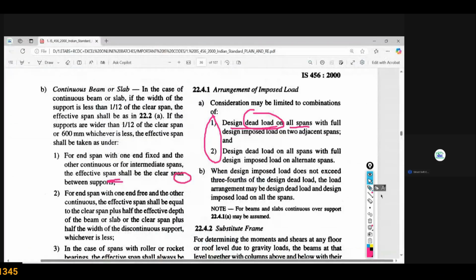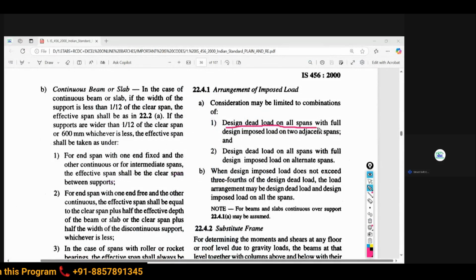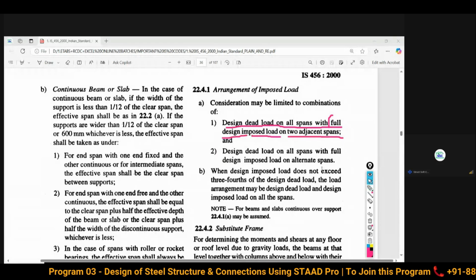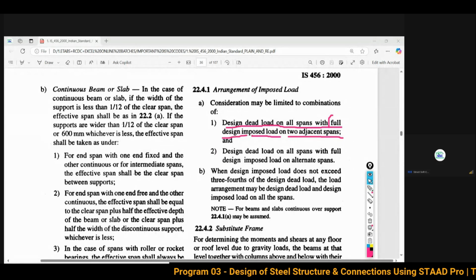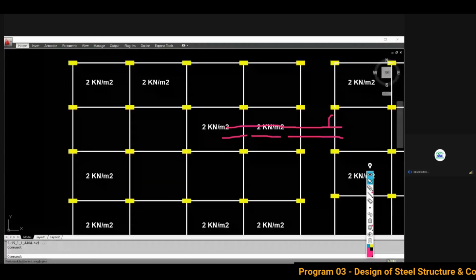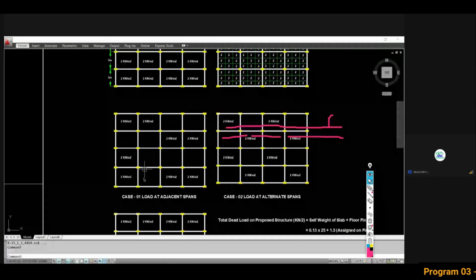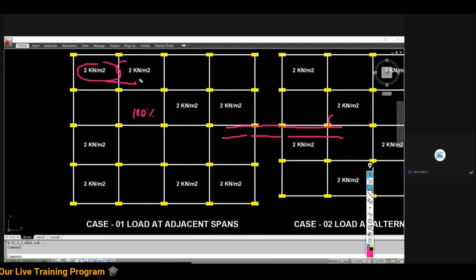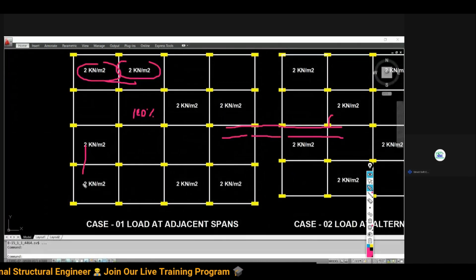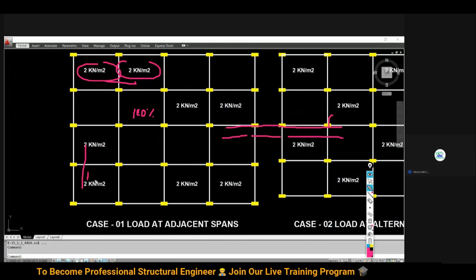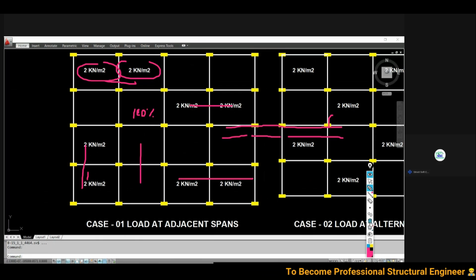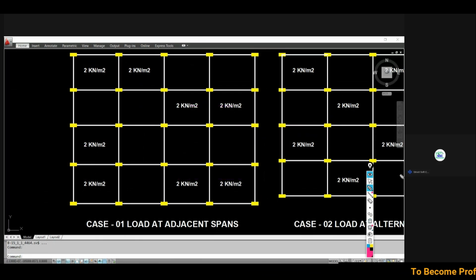So what is it asking? Design dead load on all spans with full design imposed load on two adjacent spans. So the first option asks you to consider in this way: on all the slabs you consider 100% dead load, and on two adjacent spans you consider 2 kilonewton per meter square live load, then again 2 kilonewton per meter square on the next two, leaving two, then considering two. In this way, whatever pattern you adopt, this is the live load consideration pattern.